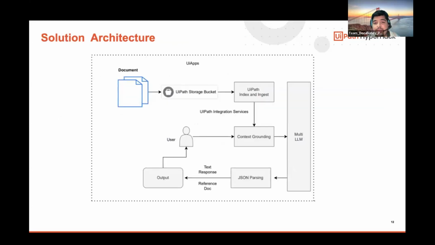Okay, so this is a very high level architecture of our solution, where we pass the document. We are using a storage bucket as of now to save the document, but we also have a connection to SharePoint, so we can connect to SharePoint and utilize it directly. We are also using the index and ingest technique, which is nothing but the embedding and vectorization concept in RAG, and then we are using AI trust layer, context grounding, and content generation LLMs.